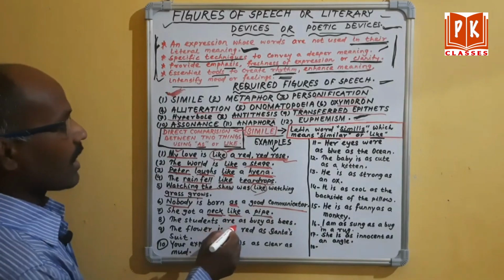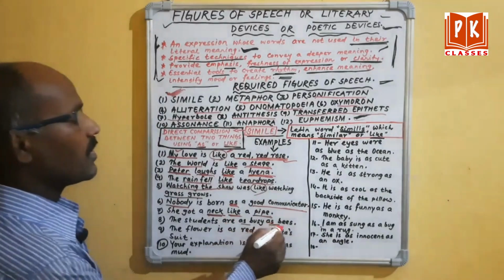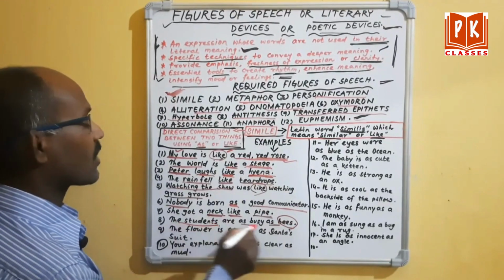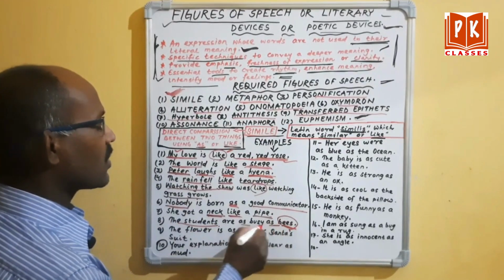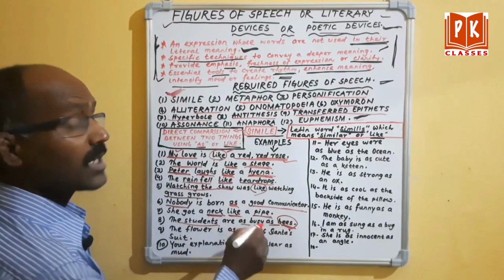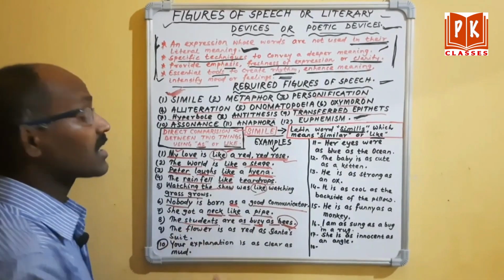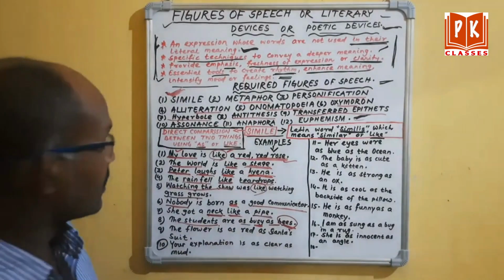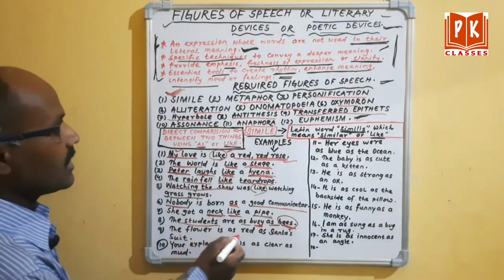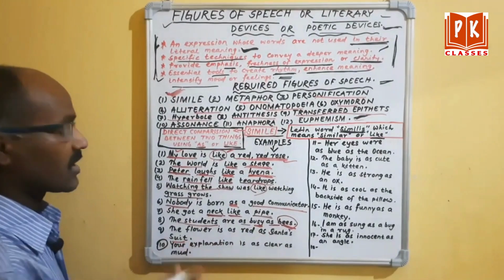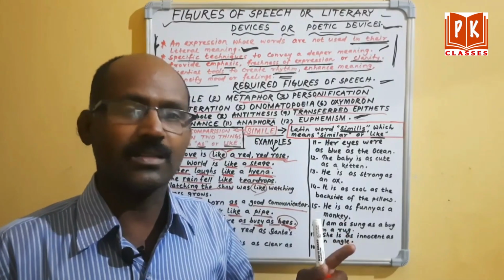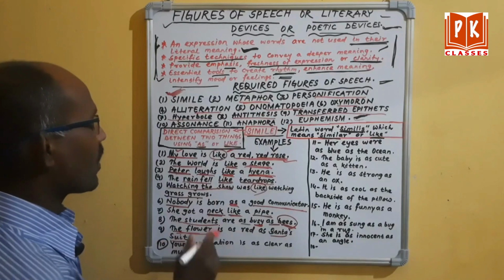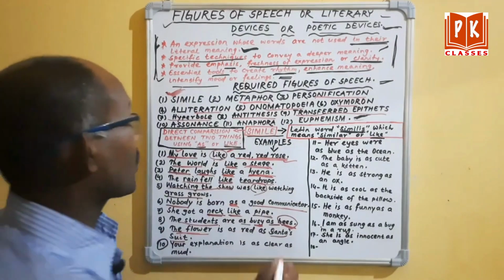"The students are as busy as bees." You know, bees are hardworking. Students are hardworking. Here students are compared with bees. How are the bees? Bees are busy. So the students are as busy as bees. Clear? Then, "The flower is as red as Santa's suit." Have you seen Santa's suit, red in color? The flower is compared with Santa's suit. "The flower is as red as Santa's suit" is also a simile.